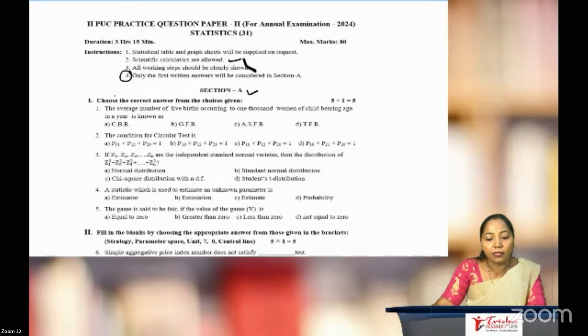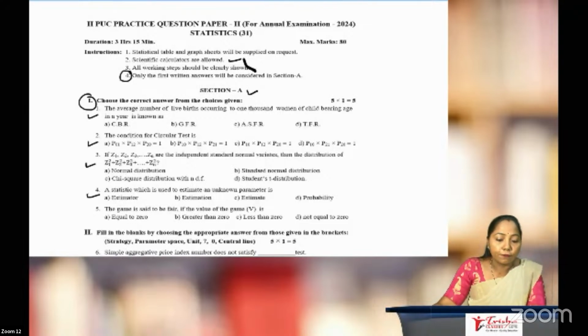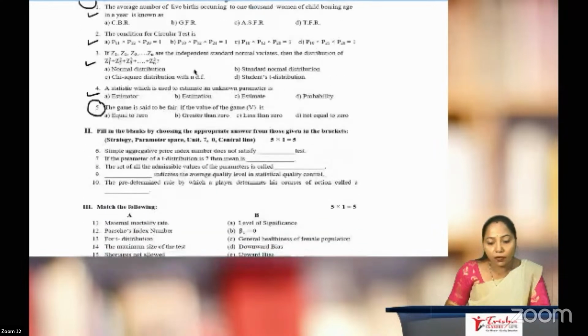Okay. So section A, Roman number 1 is choose the correct answer from the choices given below. 5 questions will be given. As I told you, first question is from vital statistics. Second question will be from index number. Third question will be from theoretical distribution. Fourth question will be from statistical inference. The fifth question will be from OR. It could be from game theory, inventory, replacement theory, LPP, or the transportation problem. From any of the 5 chapters, they may select one and give the question there. That is for question number 5.